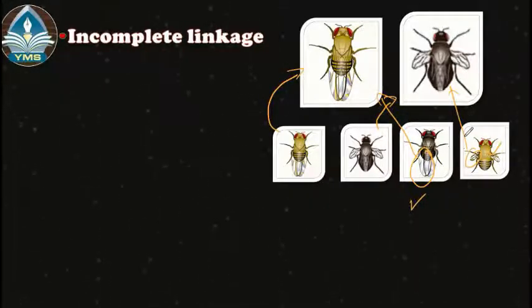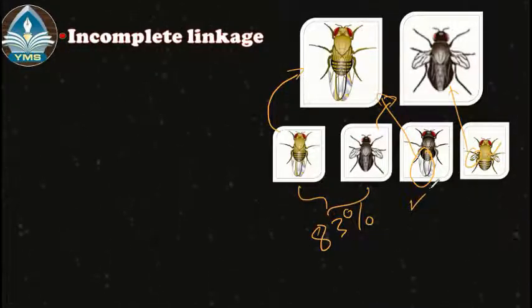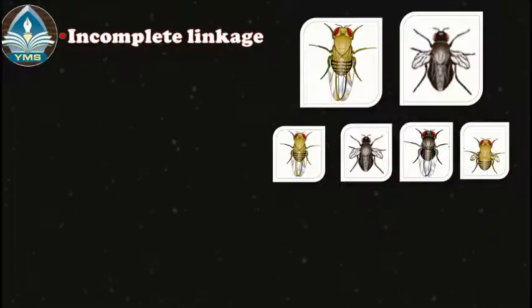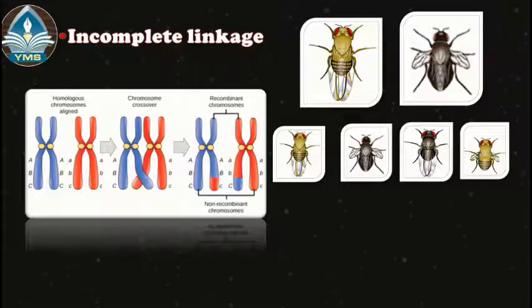Here he found that the percentage of those which look like the parents is 83% of the offspring, and those which have new or mixed characteristics are just 17%. The total of those with the new features is 17%. So how can we explain that? Morgan explained that crossover took place in this case. What is crossover? Crossover happens during the formation of gametes. So when does crossover happen?